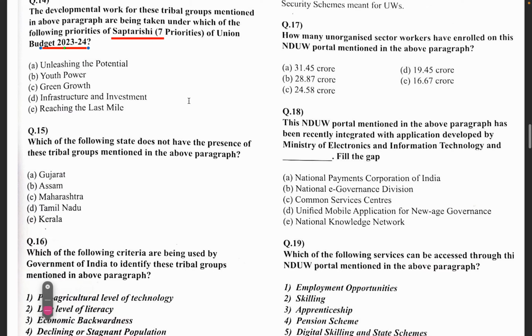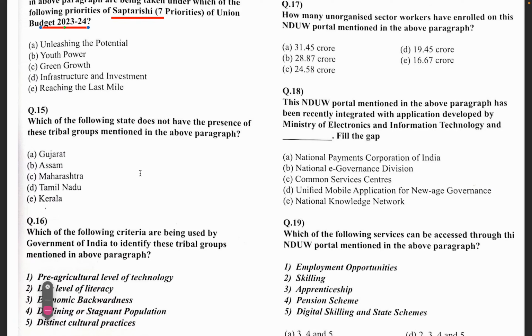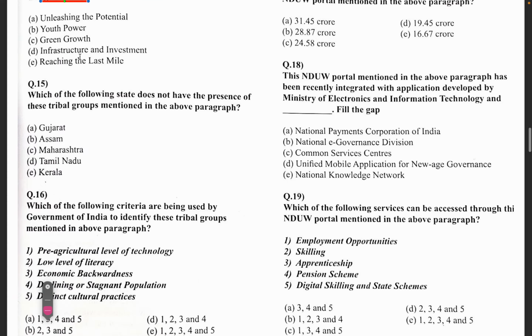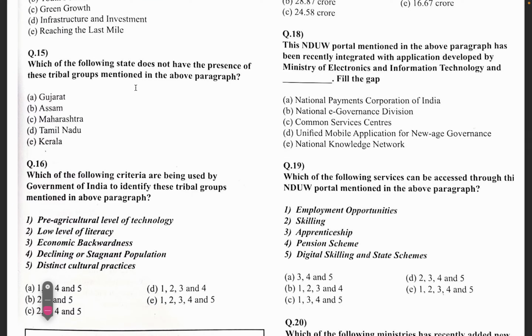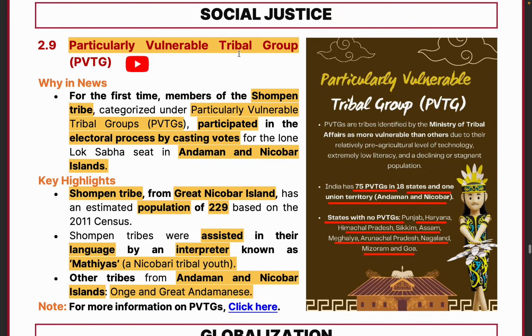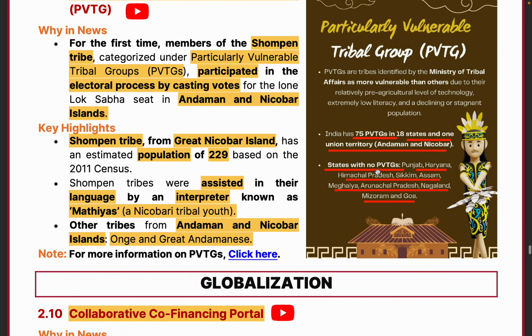Now, I'll tell you that I read this scheme particularly today itself. Before I read that scheme, and after that I was going through this question, and surprisingly, I had read all of this information. Not this 14th question, but this 19th question: which of the following states does not have the presence of these tribal groups. Now I'll show you. Today itself, I read about this particularly vulnerable tribal group, wherein they have mentioned how many PVTGs we have in India, and in how many states and union territories. And then states with no PVTGs. So you can see they have mentioned all these states.